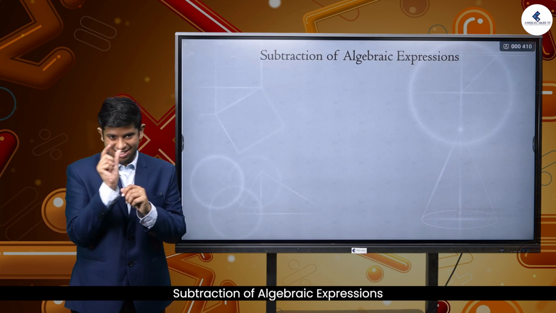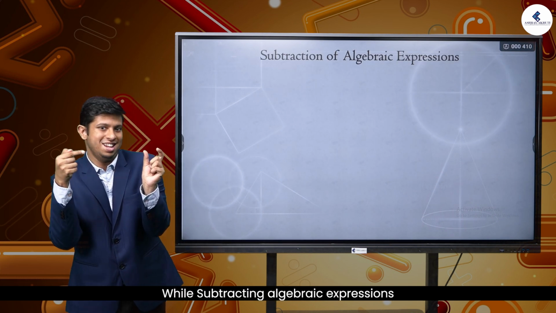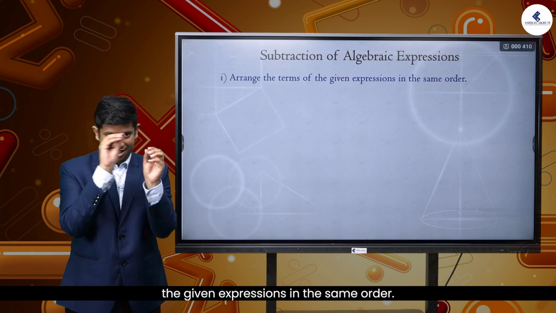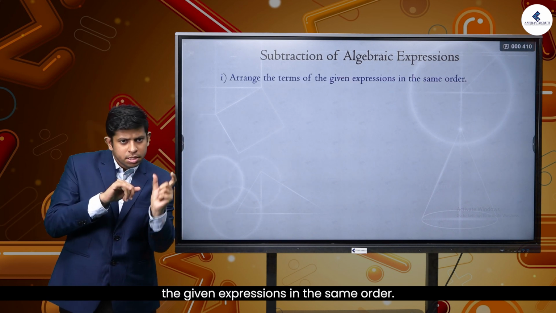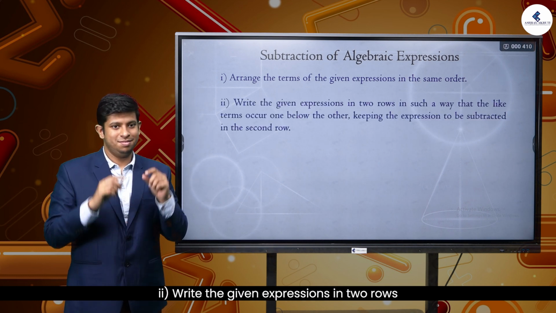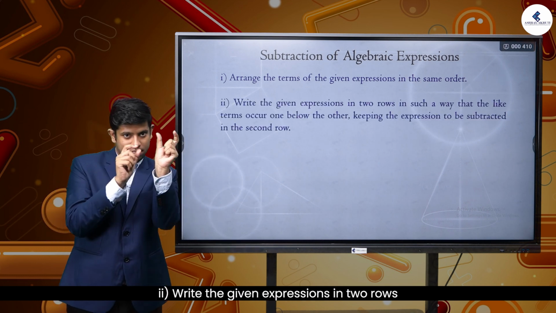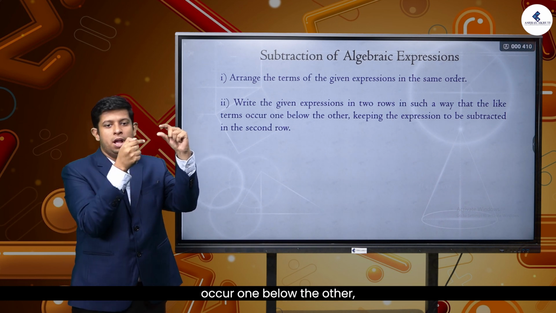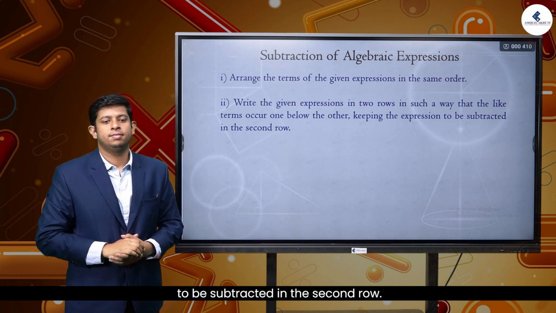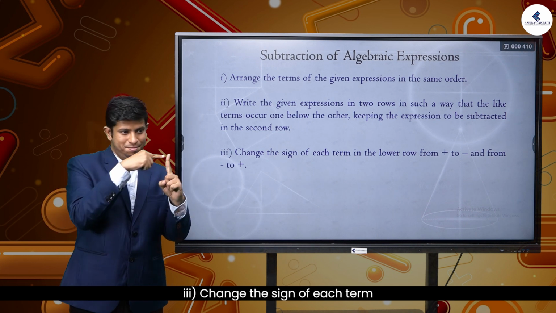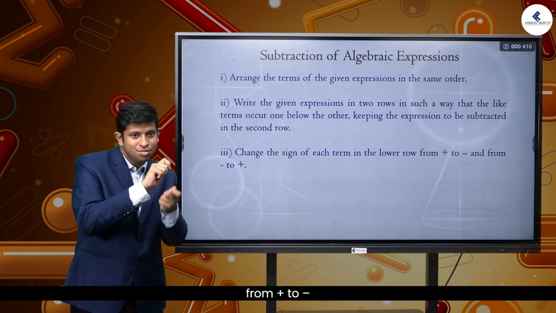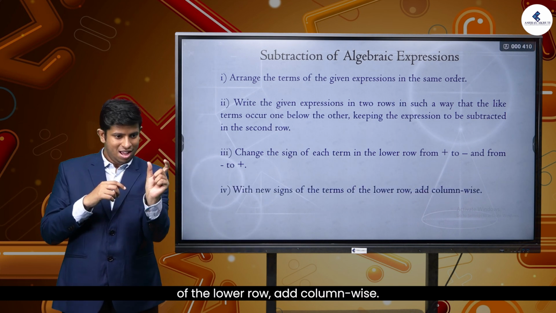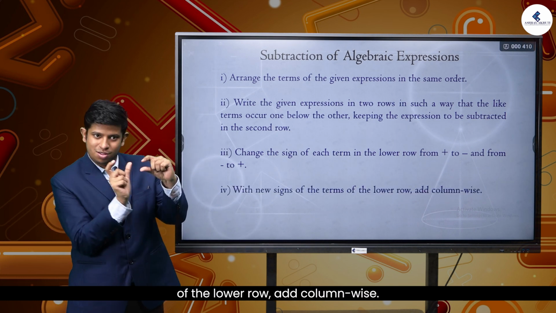Subtraction of algebraic expressions. While subtracting algebraic expressions, arrange the terms of the given expressions in the same order. Write the given expressions in two rows in such a way that the like terms occur one below the other, keeping the expression to be subtracted in the second row. Change the sign of each term in the lower row from plus to minus and from minus to plus. With new signs of the terms of the lower row, add column wise.